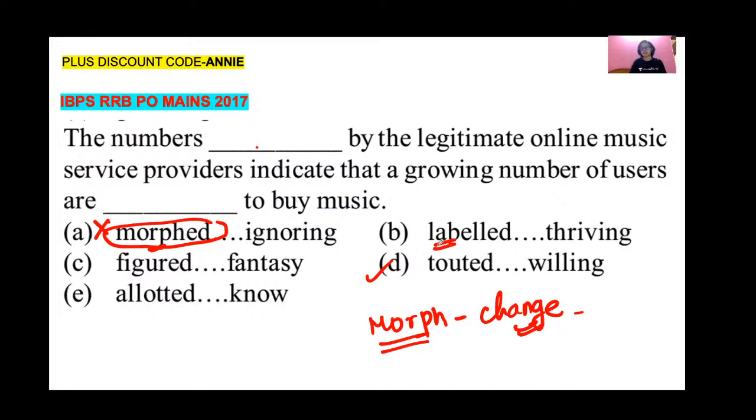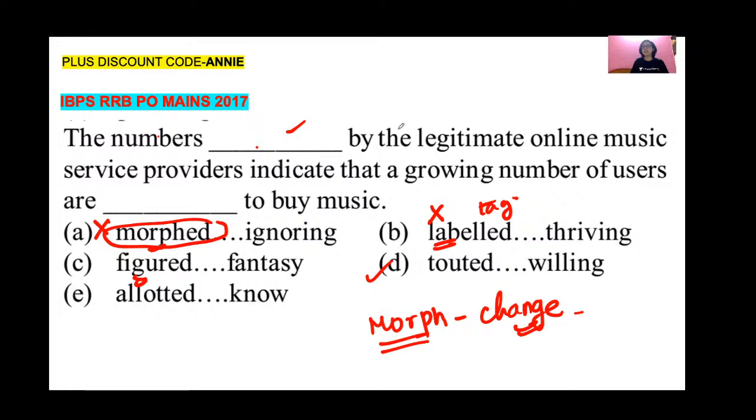Wrong. Labeled means to give a label to someone, to tag something. The price tag on your products, or the ingredients listed on the product, or you can label someone: this person is good, this person is bad, this is an honest person, this is a hard-working person. All these are labeling or tagging. So this one will also not fit in the first blank.